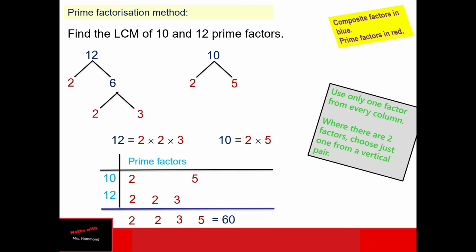So there you have it. Now, the LCM of 10 and 12 using the prime factorization method is 2 times 2 times 3 times 5, which gives us 60. So the LCM of 10 and 12 is 60.